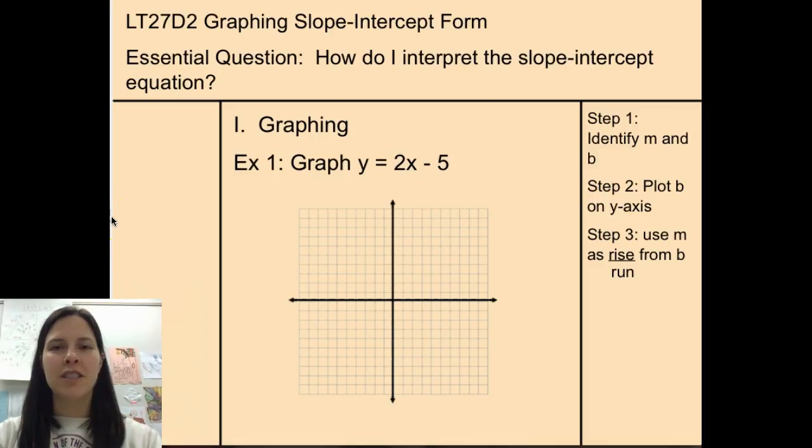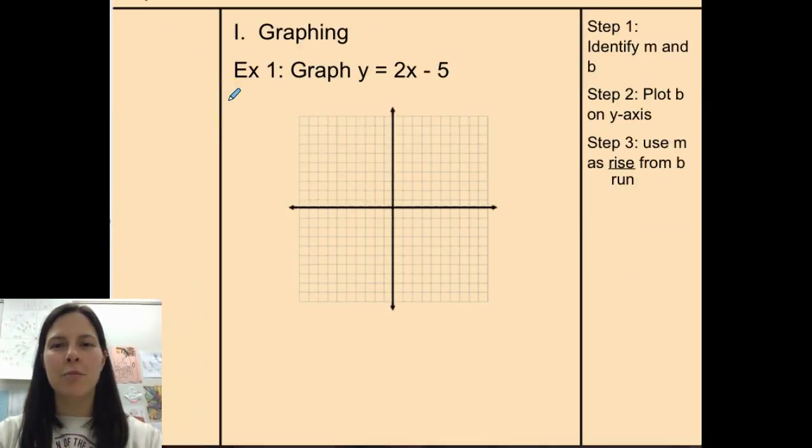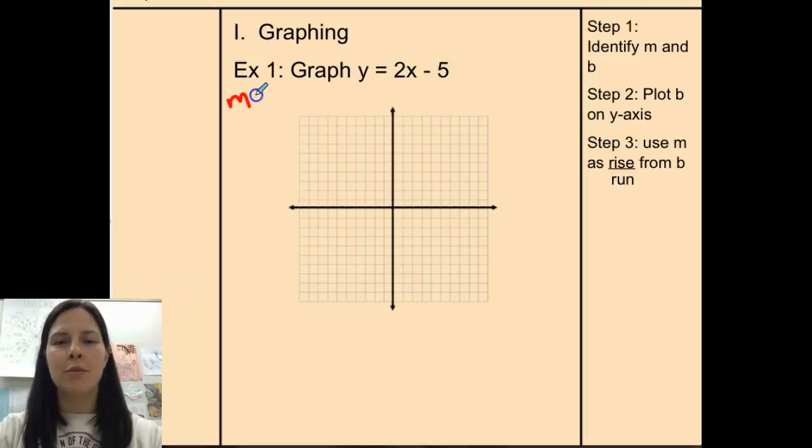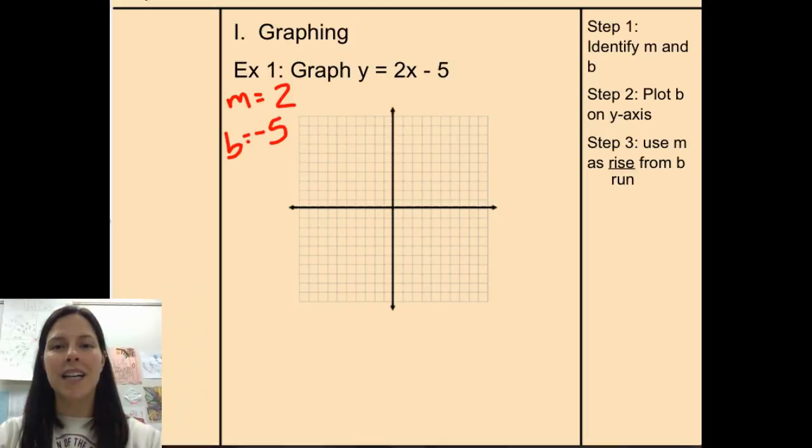Our essential question today is, how do we interpret the slope-intercept form of an equation? When we're graphing in slope-intercept, the first thing we want to do is identify what the slope and the y-intercept are. The slope, remember, is what you're multiplying by your x variable, and your y-intercept is the value that you are adding or subtracting. Make sure that you keep that sign in front of it. So if it's -5, as in this case, our y-intercept is -5.